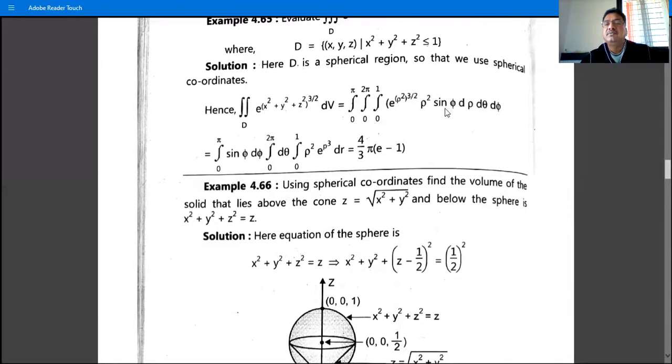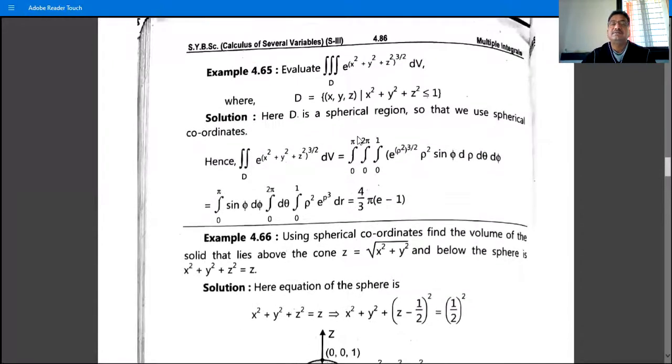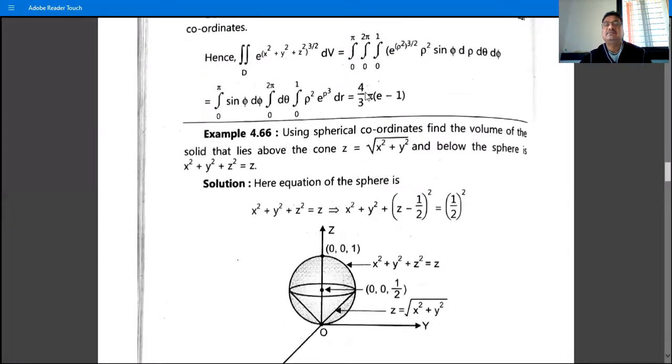So while integrating with respect to r, this is e raised to r cube, so substitute r cube as t, with derivative 3r square, like that. So by change of variable, by substituting the variable, we have this answer, 4 by 3 pi (e minus 1).